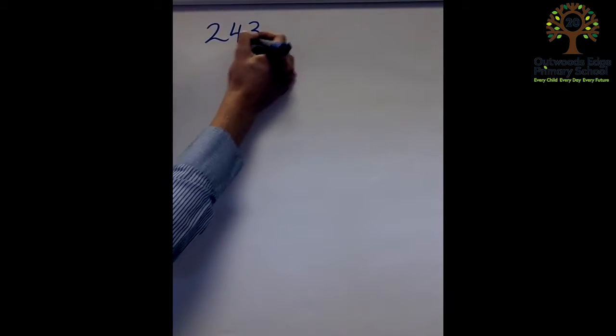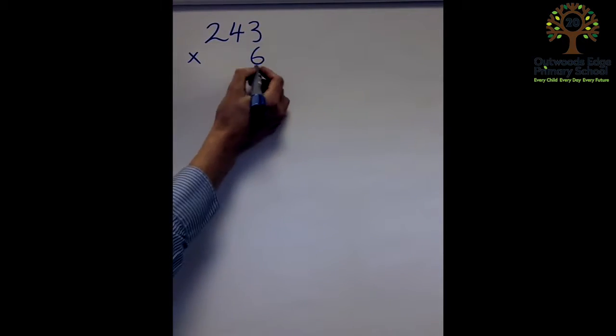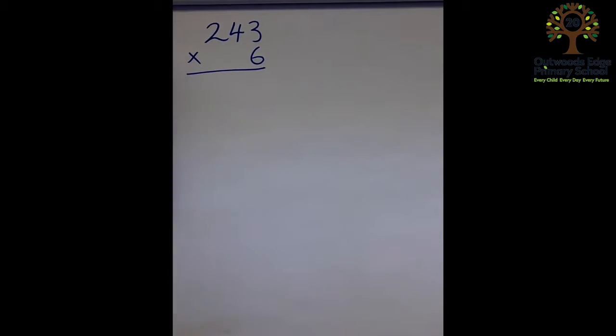Just going to look at two skills that the children have been working on to help them with their multiplication. The first one we're going to look at is 243 multiplied by 6. A lot of the children have learnt grid method, and I'm just trying to speed them up a little bit with a slightly quicker version of this, an expanded version of short multiplication. In this example we're only timesing by 6, which is fairly straightforward.